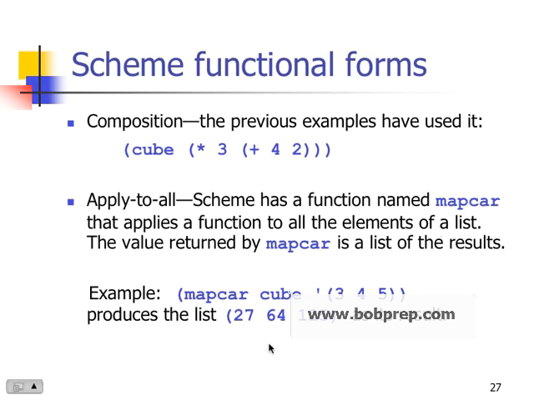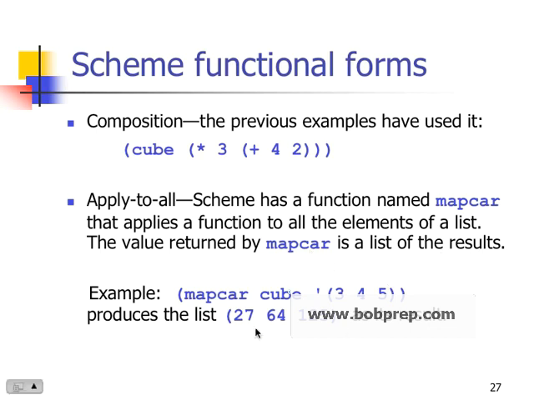So the map car cube, if I actually typed in map car cube and ran this, which is a very similar expression to what I put in before, it takes each one of the expressions and applies it towards the function. So the apply all is basically the map car. The function map car applies a function to all of the elements of a list. The value returned from map car is the results of each one of the list items being processed through the function that we're running. So it thought I was doing a map car.